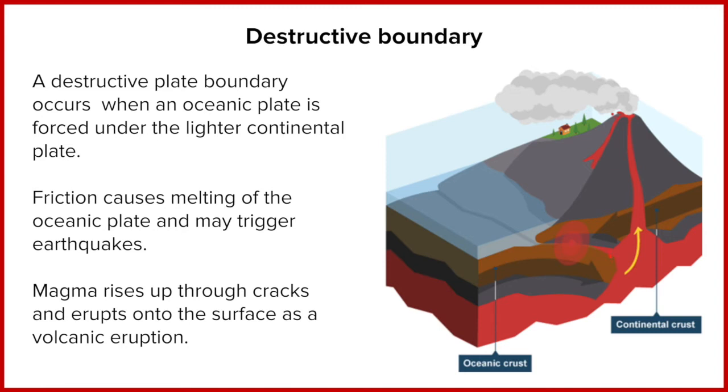The oceanic plate is being forced into the mantle. So the mantle is incredibly hot, made up of molten rock, so it's going to melt this plate, which produces additional magma inside the mantle, and that's got to go somewhere.